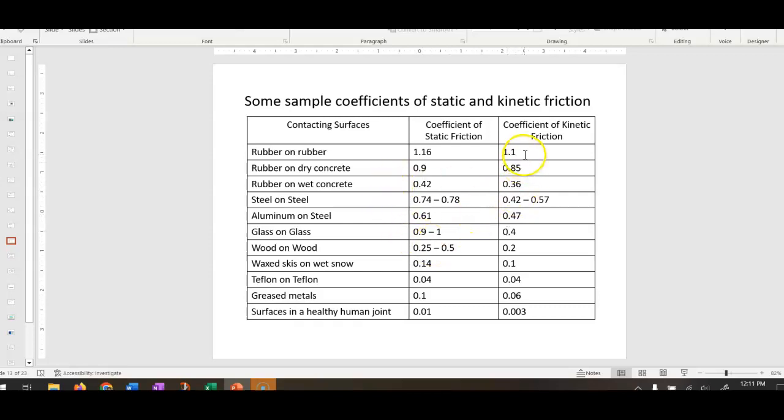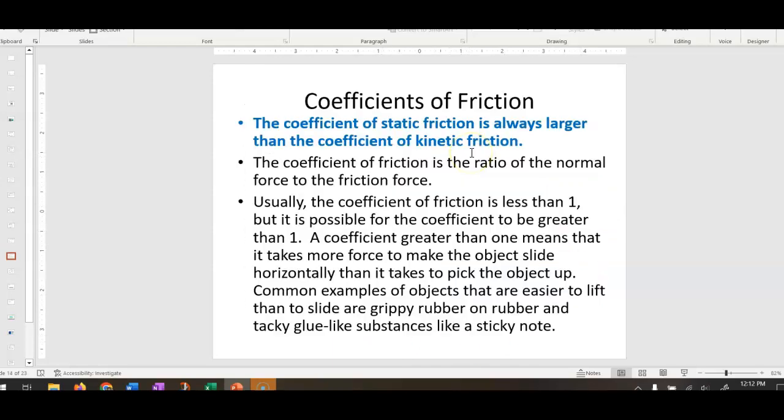And also notice that the coefficients of kinetic friction, in the column over here on the right, are always somewhat less than the coefficients of static friction. Always. And almost always, the coefficients of friction are less than 1. So let's talk about that. The coefficient of static friction is always larger than the coefficient of kinetic friction. It takes more pushing force to make the object start to move than it does to keep it in motion.